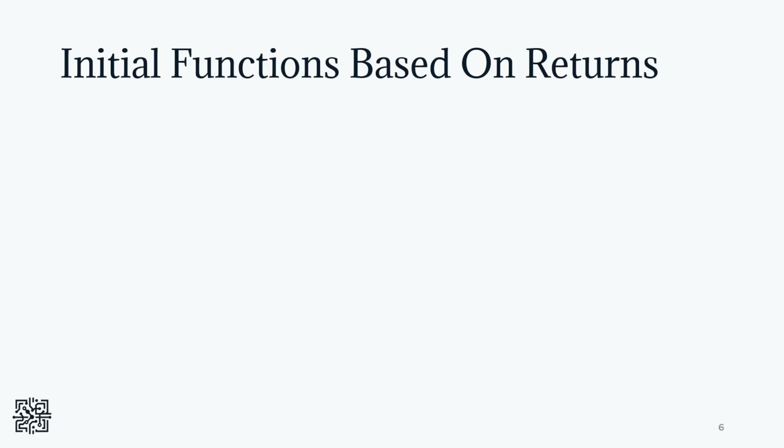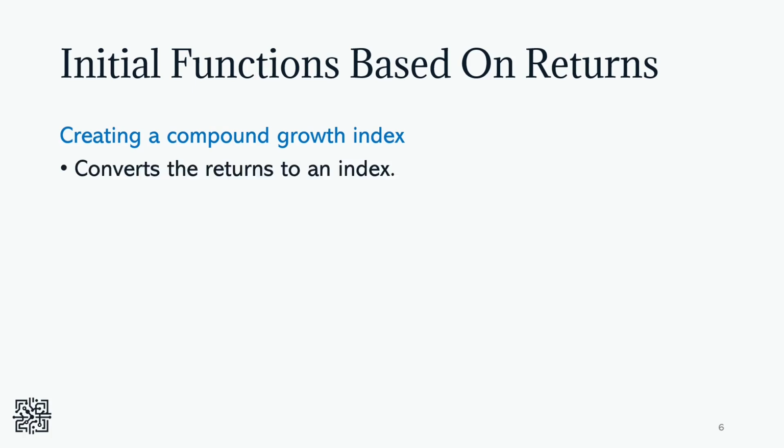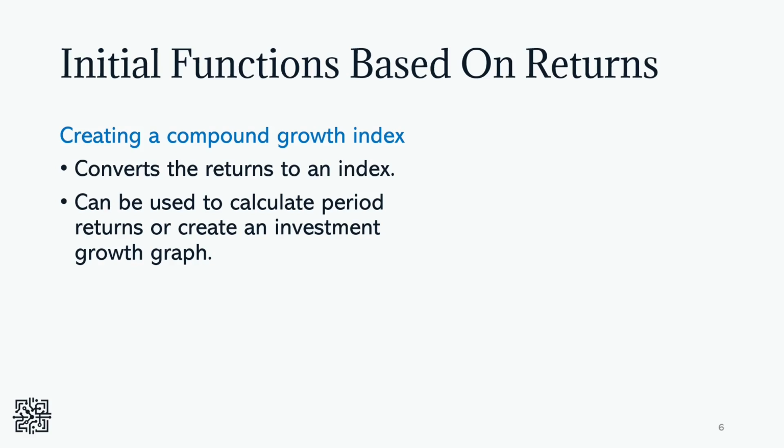All right, so what are the functions that we are going to be doing then throughout this lecture, the initial one to get into our .py file, that are going to be based on returns? Okay, so the first thing that we're going to learn how to do is create a compound growth index. A compound growth index converts the returns to an index. So in other words, you would start at 100 and then 101 would reflect a 1% return on the next period. By converting things to an index, we can calculate period returns, or we can create graphs based on it. And I'll show you an example of that in a minute.